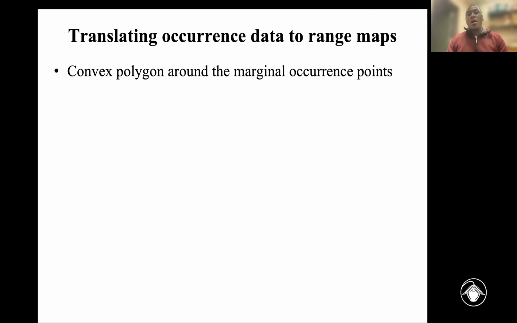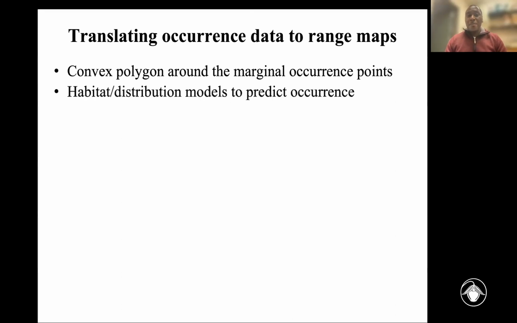So another way of translating this occurrence data into a range map is by fitting niche models, by doing species distribution models to predict the occurrence. In this case, we are taking into account that we have limited information about the full occurrence distribution of each taxon. We don't know where all of them are, because some areas are inaccessible, or because we don't have enough funding or human resources to go out there and do field surveys across all the areas for each taxon. Then we can use models to predict their occurrence.